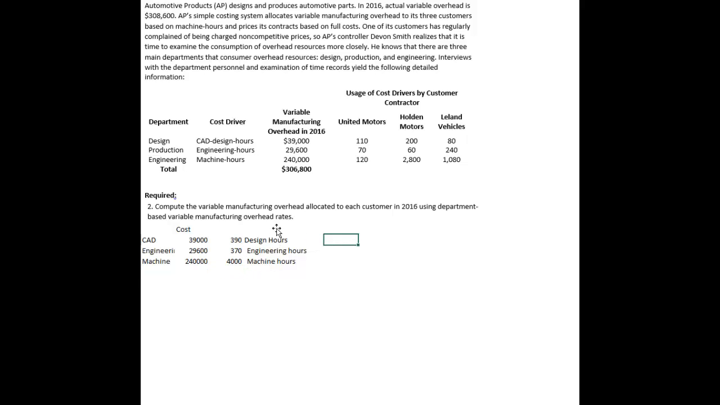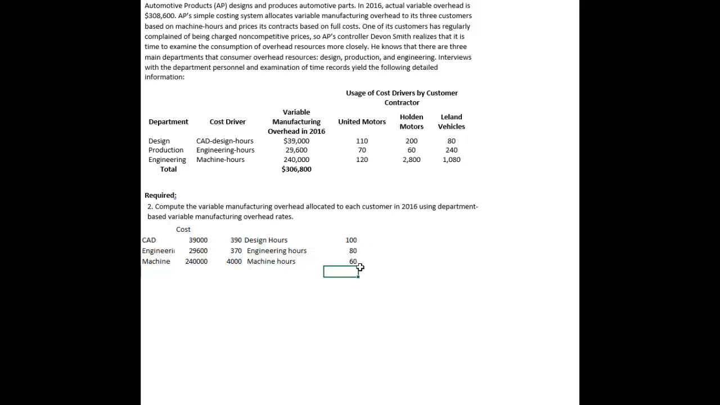I'm going to take this 120 plus the 2,800 plus the 1,080, 4,000. So the amount I'm going to spread out per hour is this amount: $100 for the CAD, $80 for engineering, and 60 bucks an hour for the machine hours.